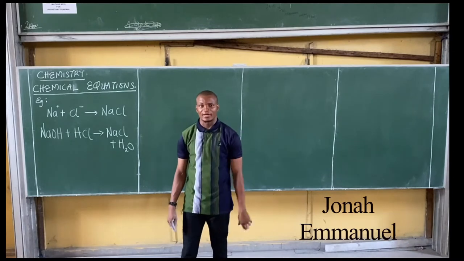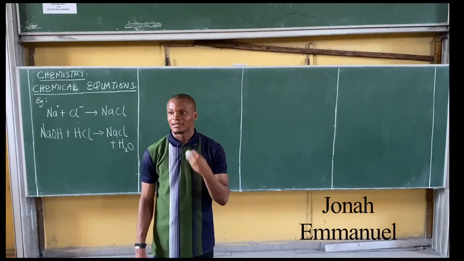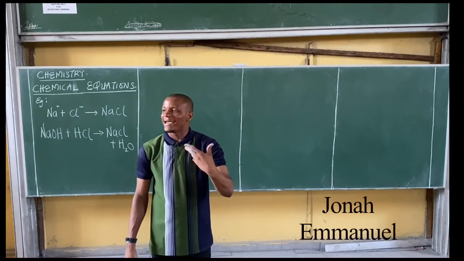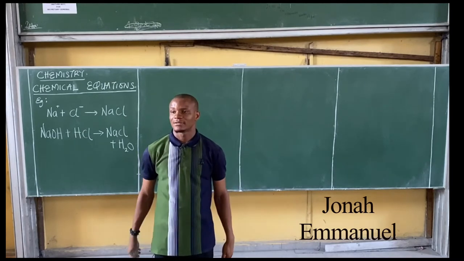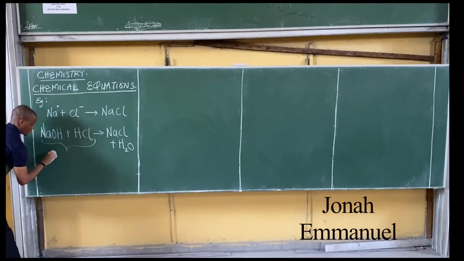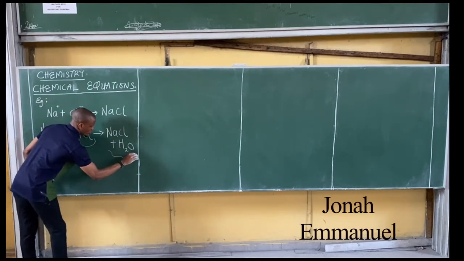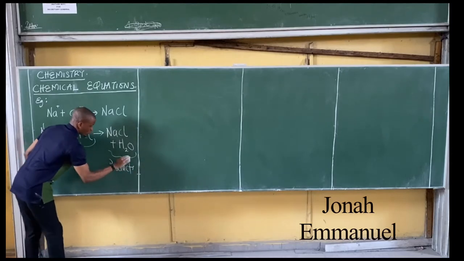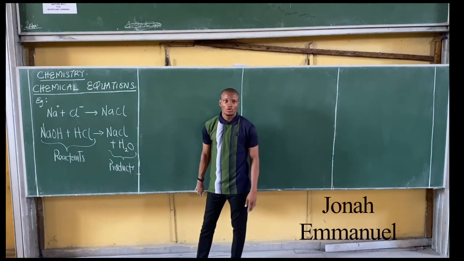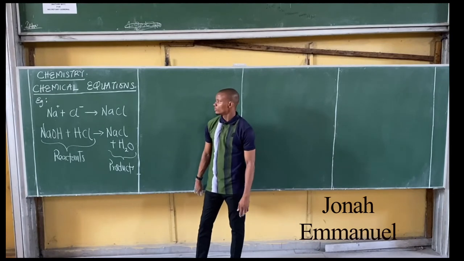My reason for bringing this up is so that we can focus more on how to balance chemical equations. That should be the focus. How do I balance chemical equations? And then look at what to expect. I mentioned reactants and products. These are called the reactants, and this one here is the products. So the ones combined are your reactants, and what you get after the combination forms your product.